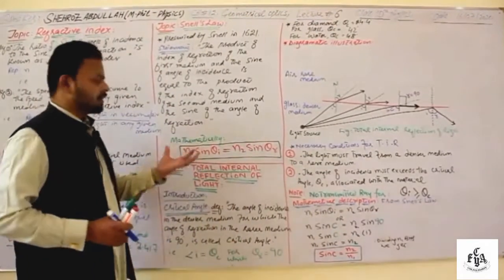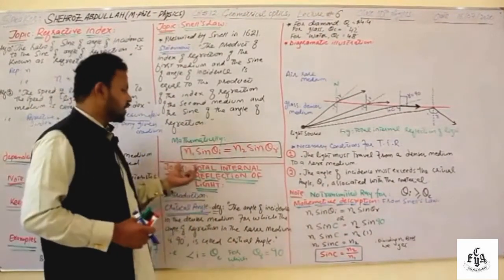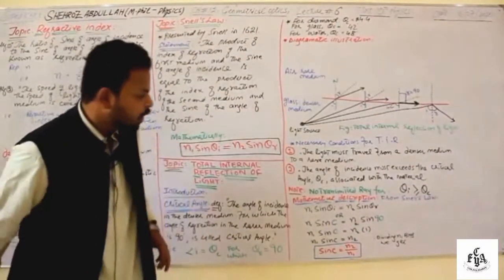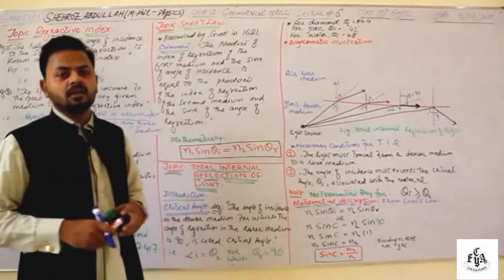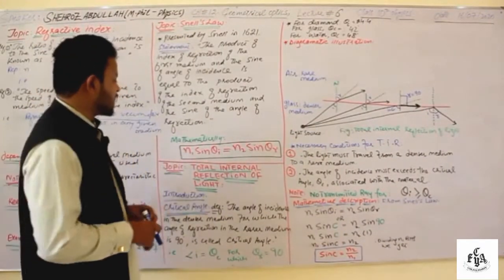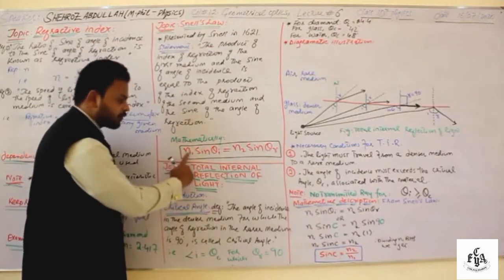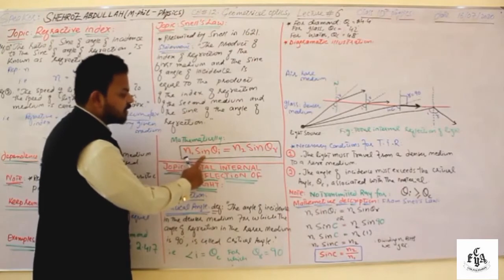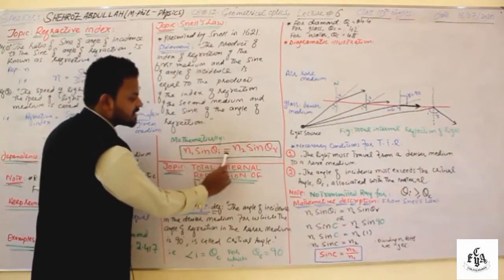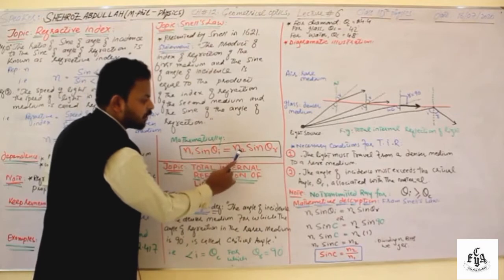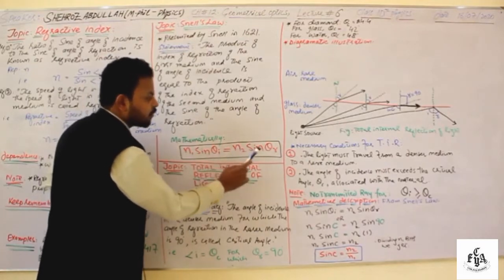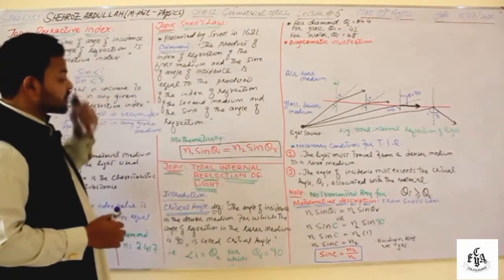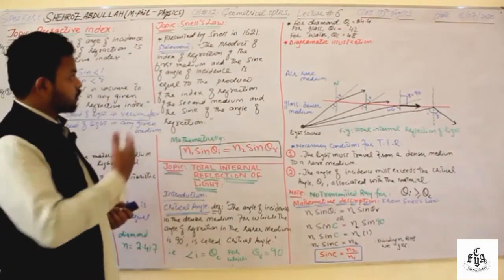Its mathematical expression is n1 sine theta i is equal to n2 sine theta r. How do we state Snell's law? Snell's law can be stated as the product of refractive index of the first medium with the sine of angle of incidence is equal to the refractive index of the second medium with sine of angle of refraction. This is known as Snell's law. Now this was all about Snell's law.